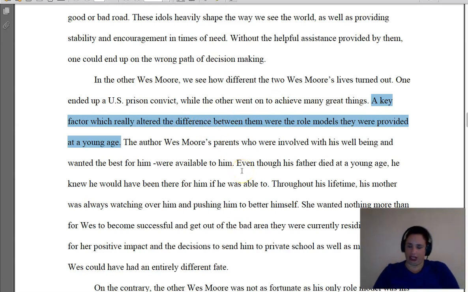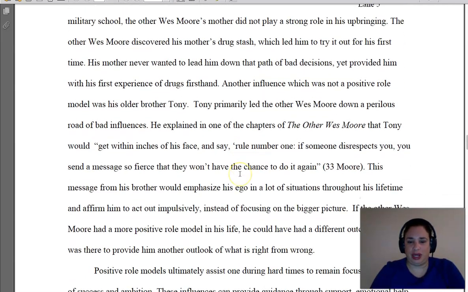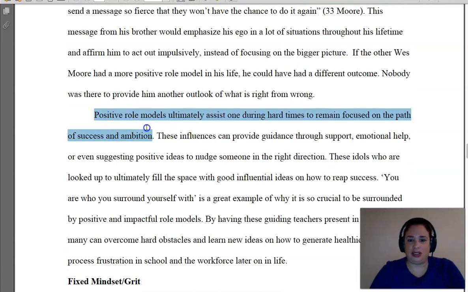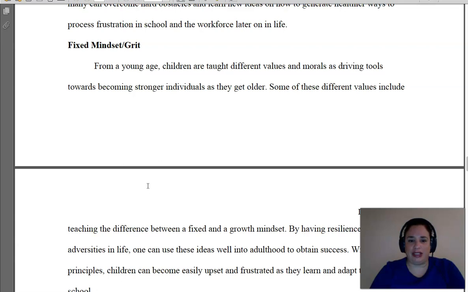So for her, in the first section, she sort of set up her overall context about environment and how that connects to youth development overall with her outside research. Then in her second section, she moves specifically into how that relates and shows up in the book with role models. She has different paragraphs about that. Here's one about positive role models, how that relates to success and ambition. And then she moves on to fixed mindset and grit.